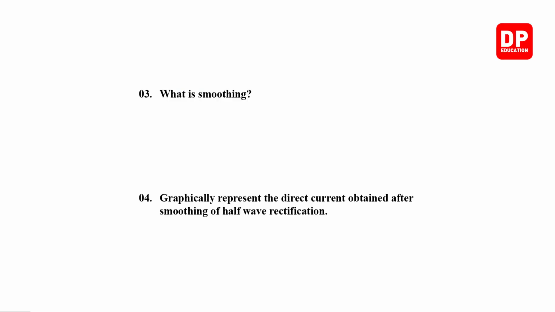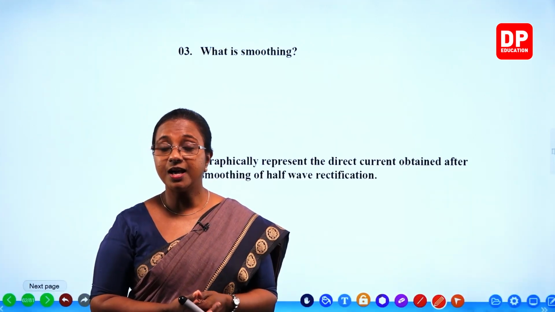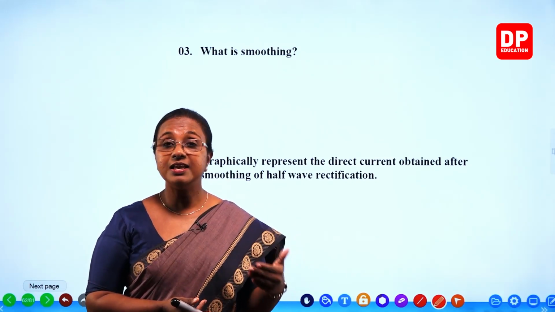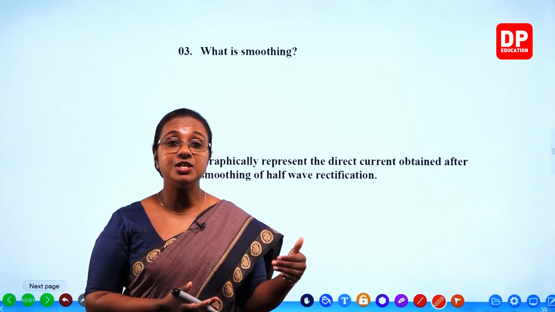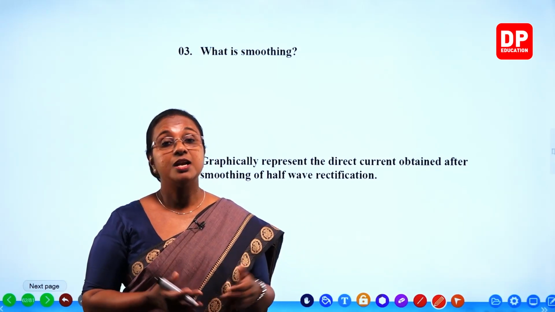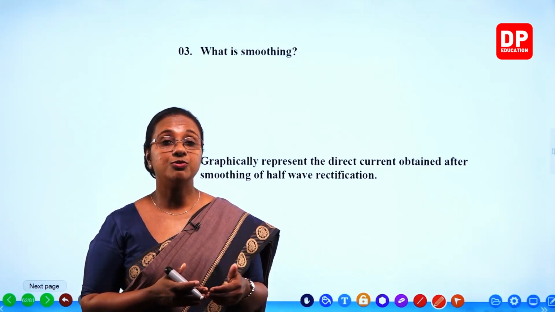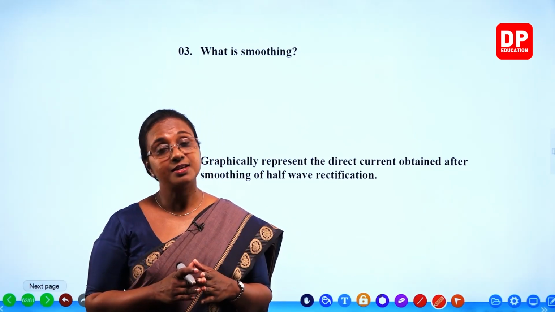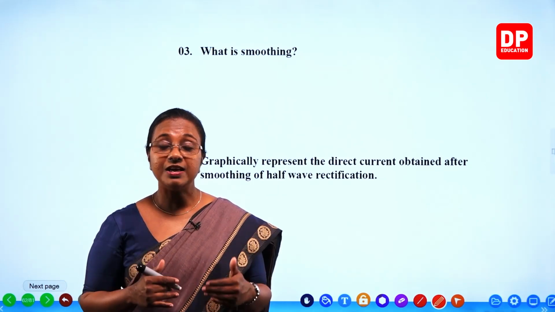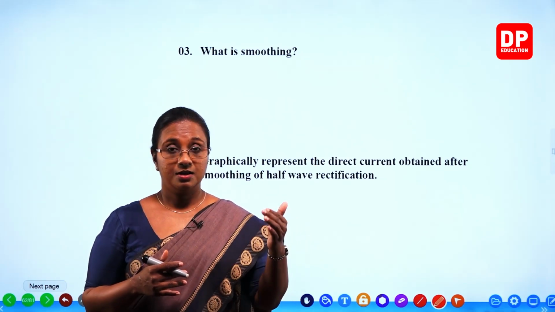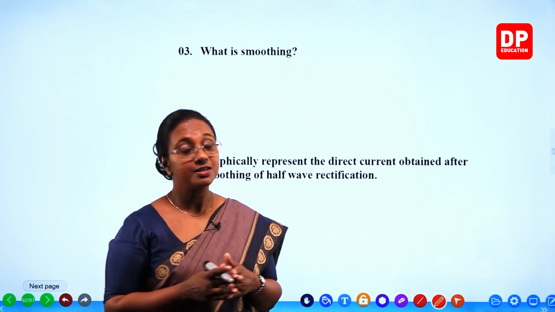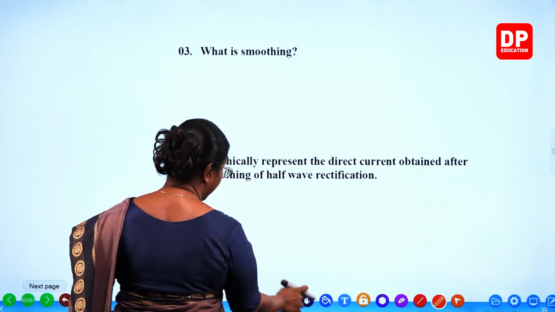So here, what is smoothing? Now normally when you get the rectified current, whether it's half wave rectified or full wave rectified, there is a variation in voltage between 0 and a maximum value. Now to reduce that variation, what do we do? We use a capacitor. So that process is known as smoothing. Reducing the variation of voltage of a rectified current by using a capacitor is known as smoothing. That is what we need to write here.